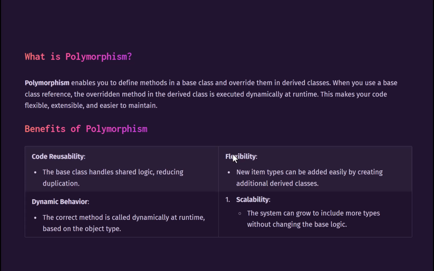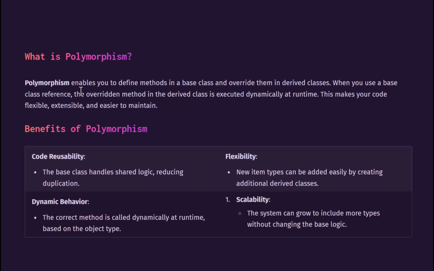Hello and welcome back. In this session, we will explore polymorphism in C#, one of the core principles of object-oriented programming. Polymorphism allows us to write code that works with objects of different types through a shared base class or interface. So, before we start with Visual Studio, let's have a look at the official definition of polymorphism.